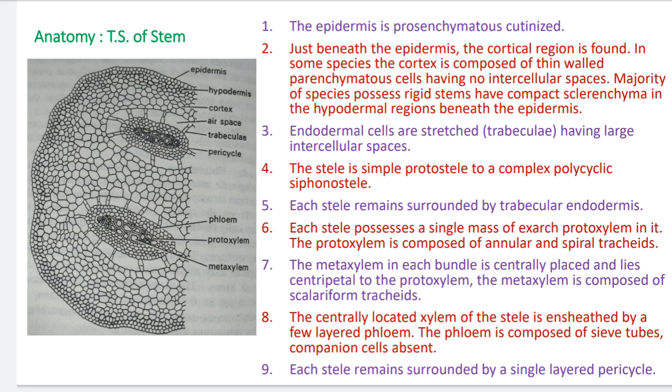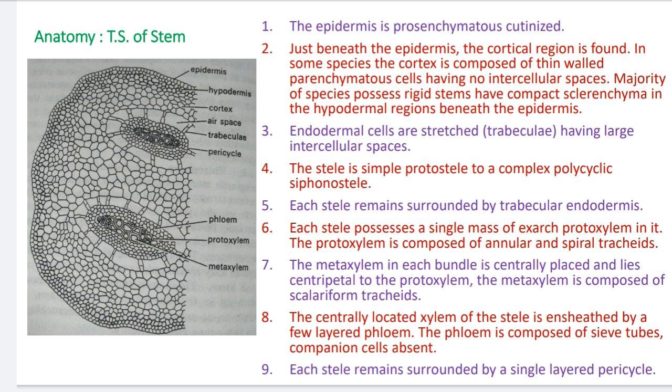Endodermis always separates the inner stellar region and the outer extrastellar region from each other. Okay. And here endodermal cells are not single layered. Again they produce stretched structures called trabeculae. Okay. Endodermal cells are stretched, having large intercellular spaces. In between two trabeculae, there are intercellular spaces. Okay. Number 4. The stele is a simple protostele to a complex polycyclic siphonostele.